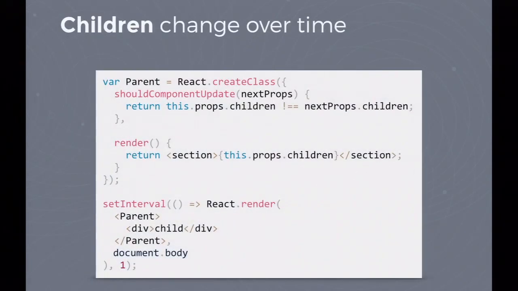Another little parenting fact for you. Children are unpredictable. They change over time, every time. So what do I mean by that? I built this component here. All it does is render a section with whatever you pass in as a child. In this case, the child is a div, so I just want to render a section with a div inside. But I want to do it in a setInterval, every 1 millisecond, because that's what you do in demo code apparently.